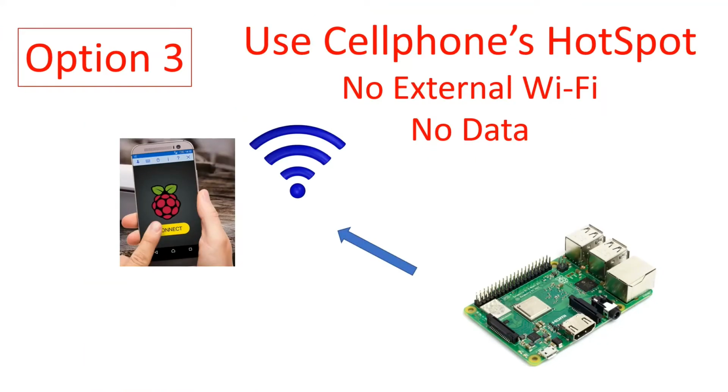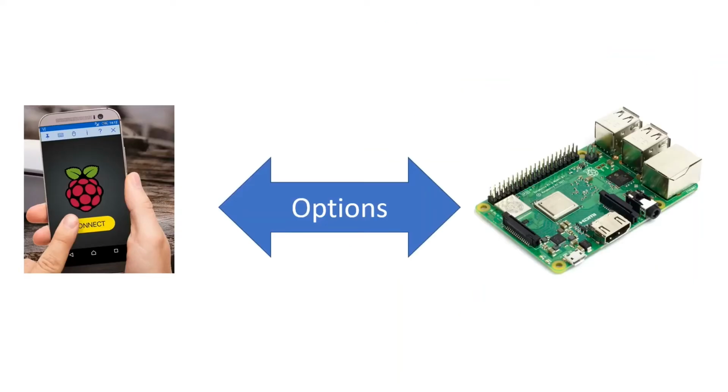And they could be in different locations, different cities, or even different countries. Option 3 is when you don't have any external Wi-Fi to connect to, but you will have to turn on your cell phone's hotspot, and you actually don't need data at all for this process. You can do this independent of having data or not having data on your mobile device. And for all of these options, we need to have the VNC app installed on your phone.